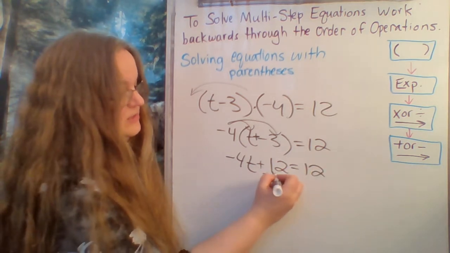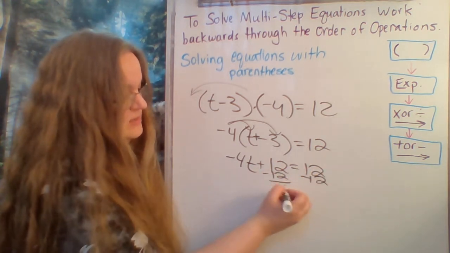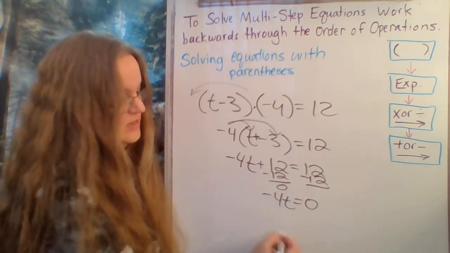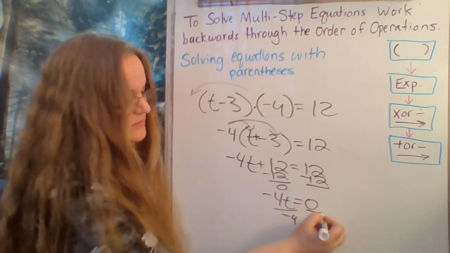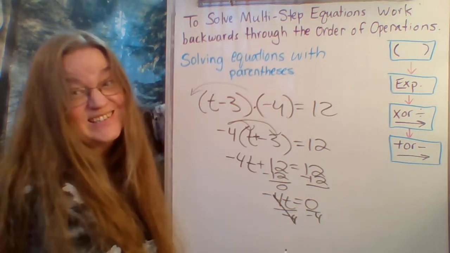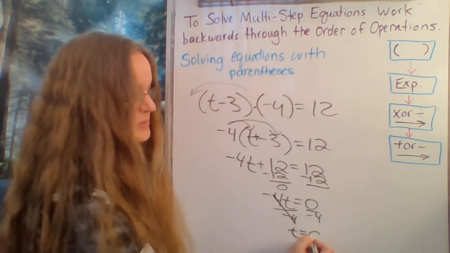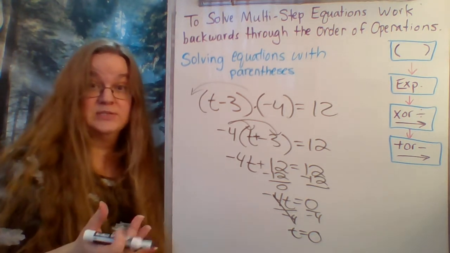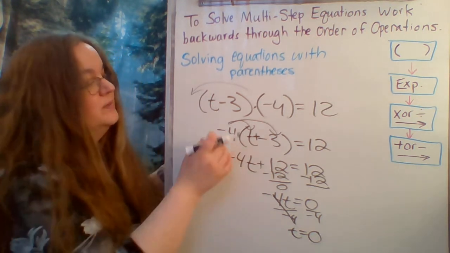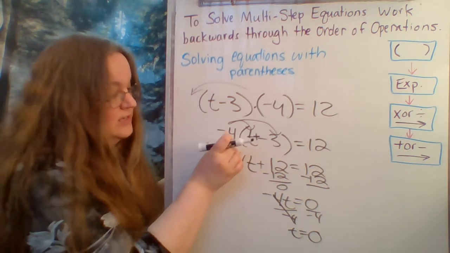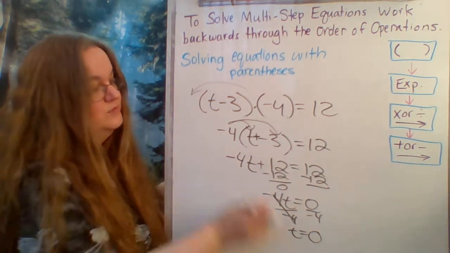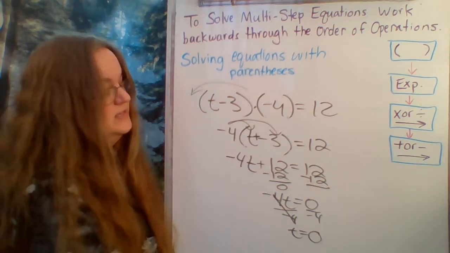Well, the first thing I'm going to do is subtract 12 from both sides. I get negative 4t equals nothing. And 0 divided by negative 4 is still 0. So I come out with the same answer either way. Again, you're going to pick what's going to be easiest for you. You can divide out, do like negative 4 times quantity equals 12, and divide by negative 4, or you can distribute it out if that's easier.